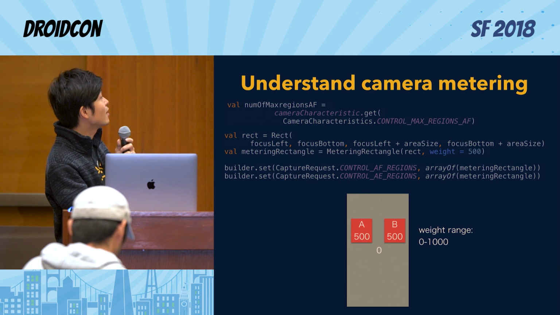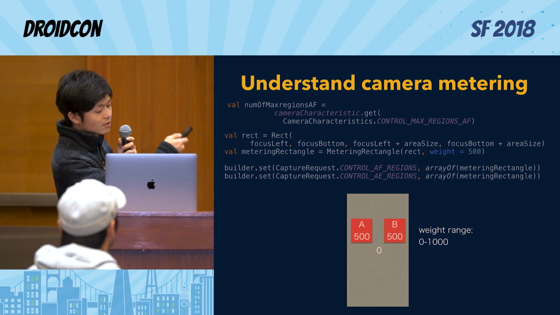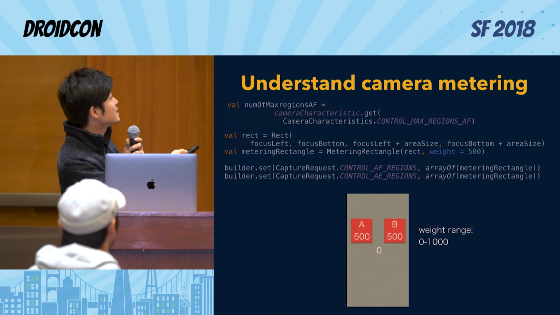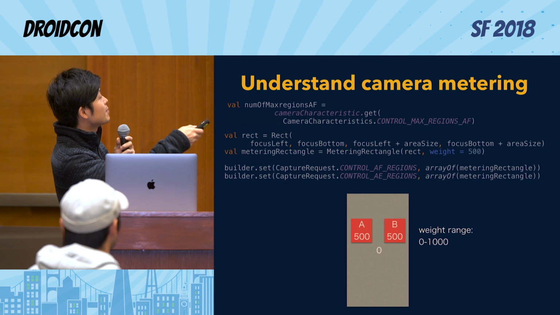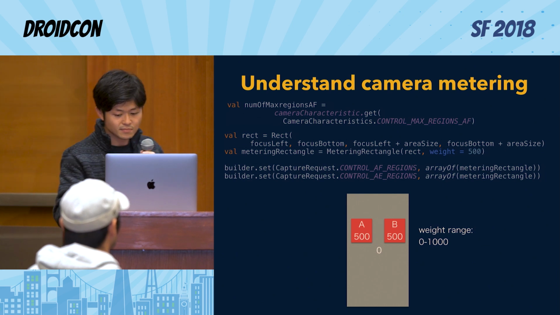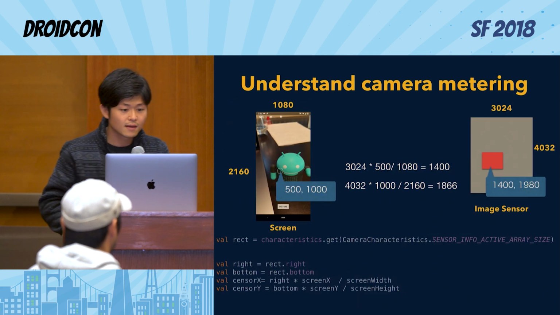So in this example, I put 2 measuring regions, which means the device will look into the focus of this A and B part, because the other part has a weight of 0. So this is how the focusing and exposure works.